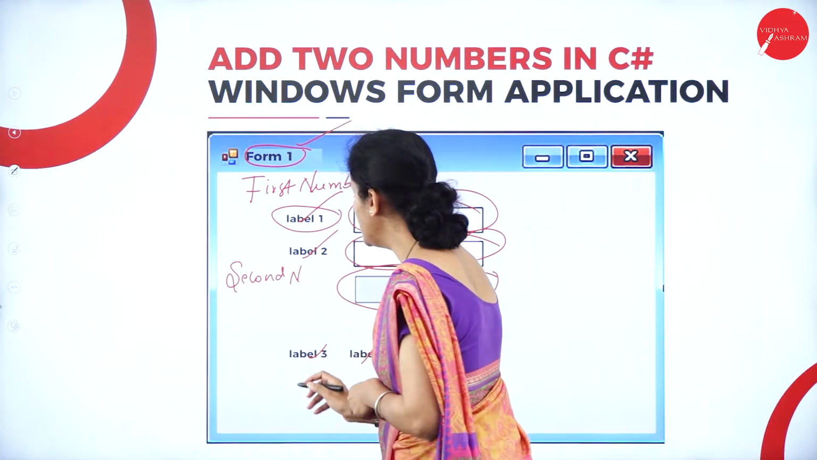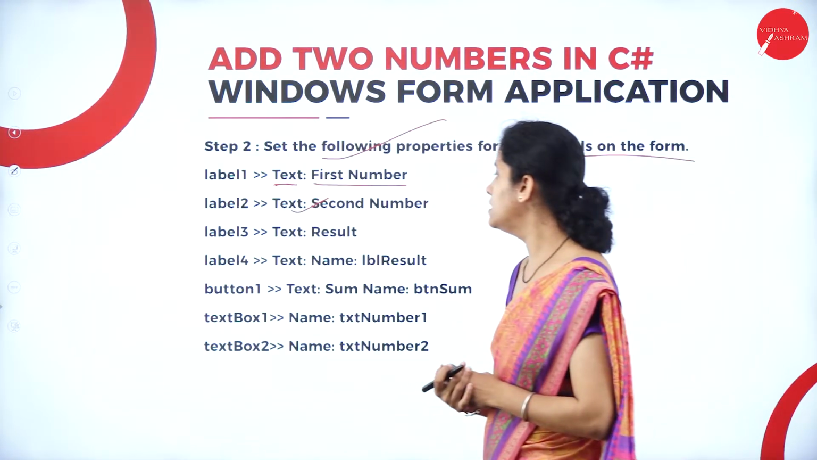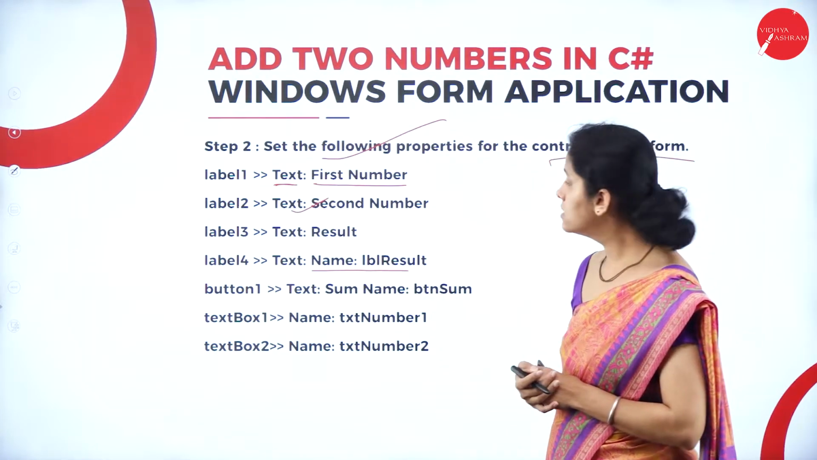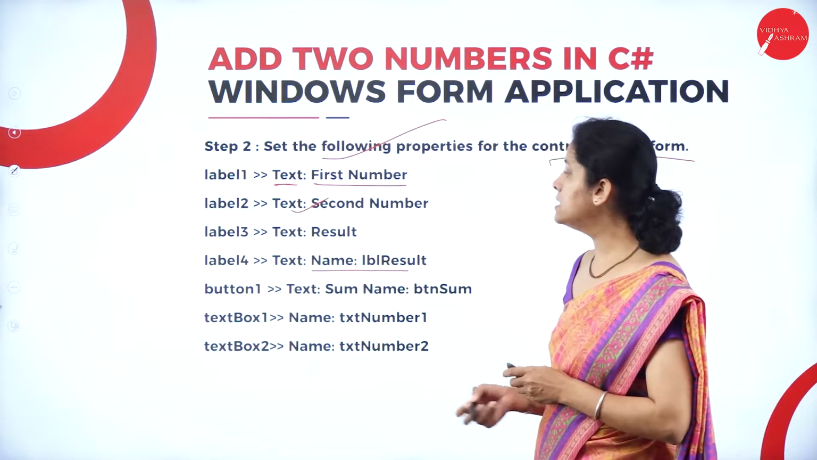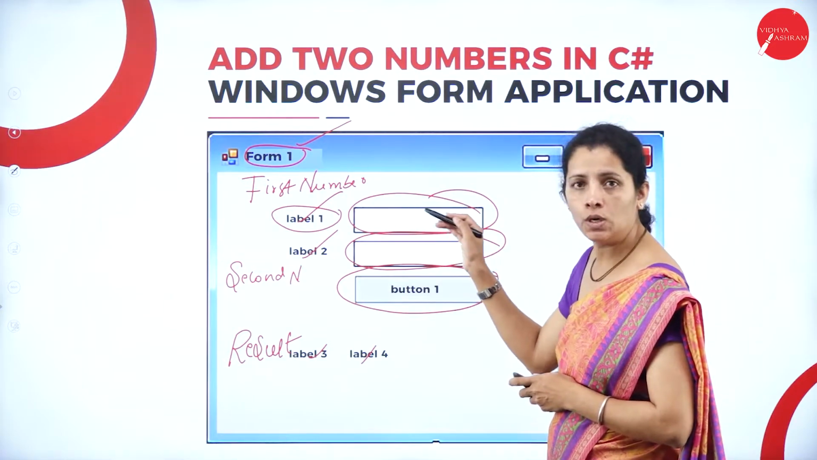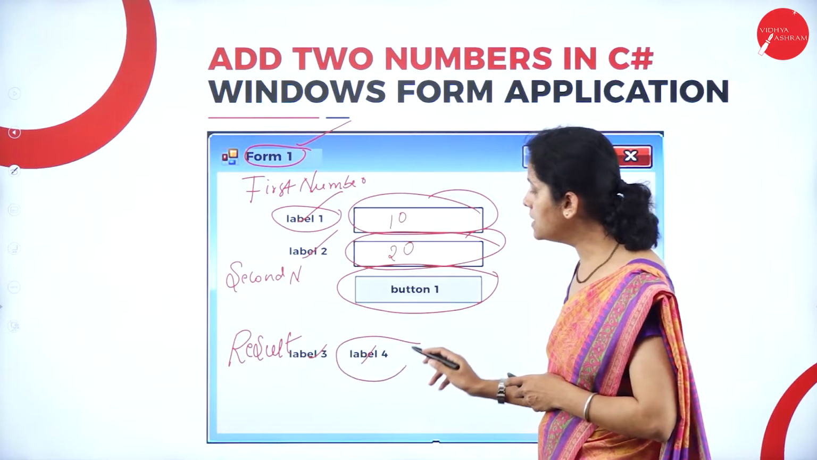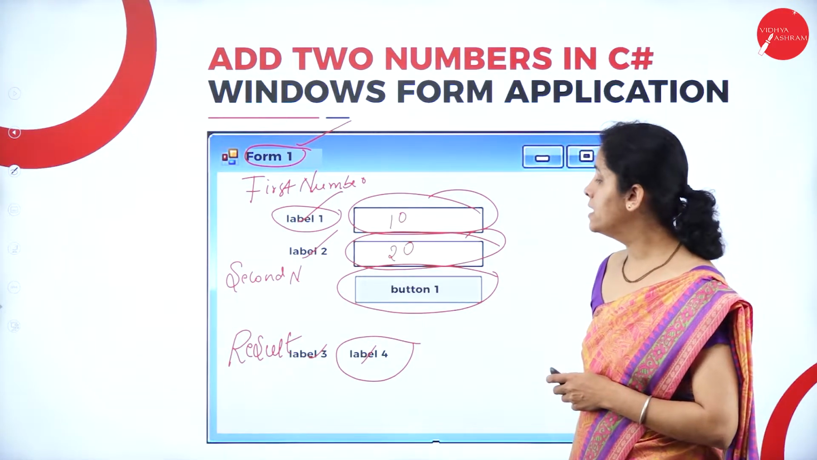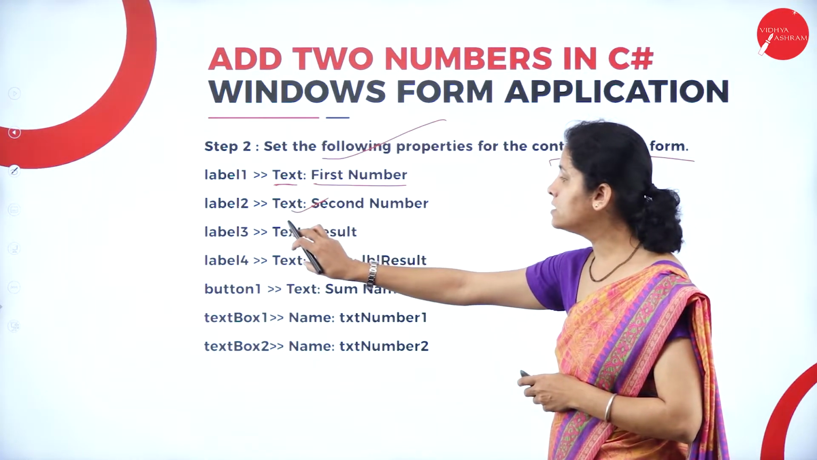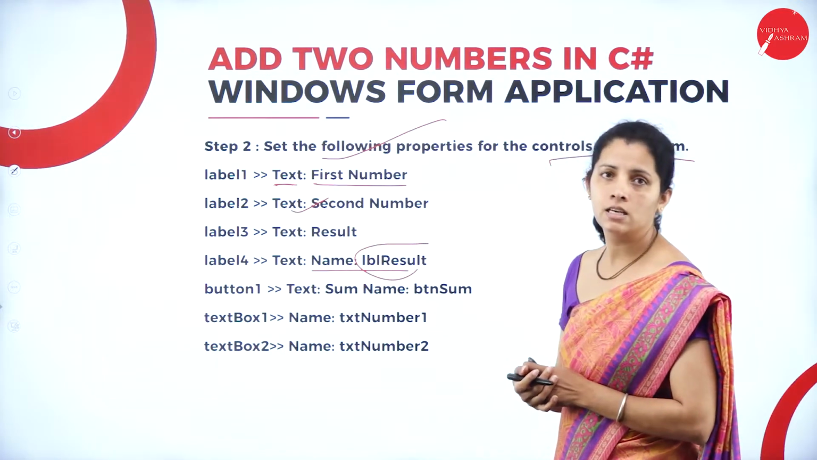And for label 3, it is "result". Okay, fine. Then, under Text, and then Name, it is lblResult. In the sense, after adding two numbers, for example 10 and 20, I want to display the result, and where I'm going to display it is on the label. So I'm going to change the text, and in that, I'm going to specify the name, and it is lblResult.